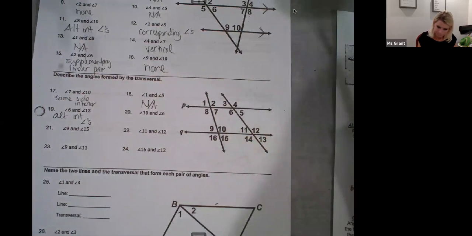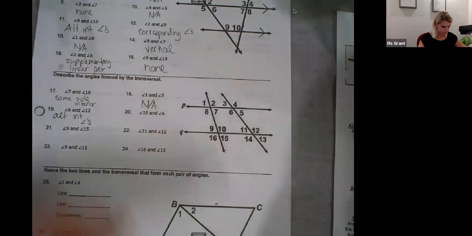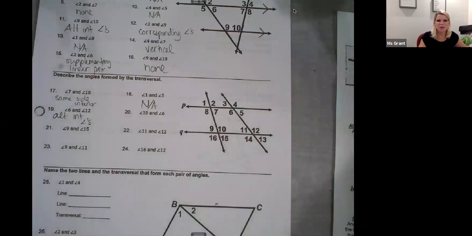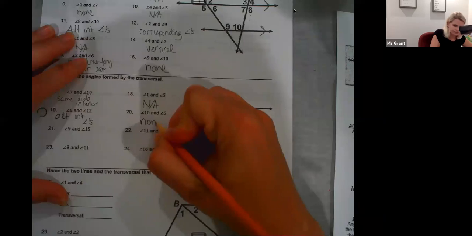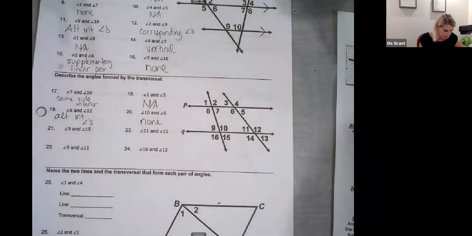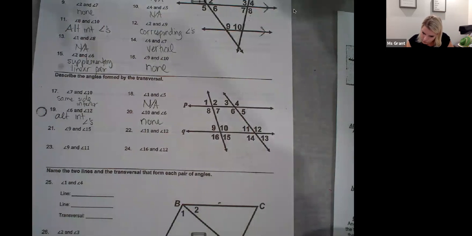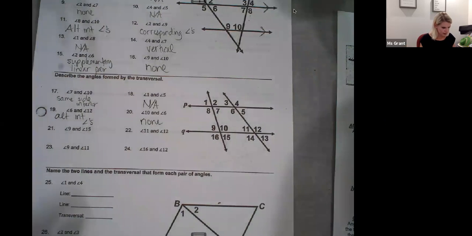Okay. 20 is Reese. Is it none? It's none. Those sure seem like they would be, yeah, they're both obtuse. How can two obtuse angles add up to, no, none. They're not the same. They're not going to add up to anything special. 9 and 15. Ooh, 21 is Aisha. 9 and 15.